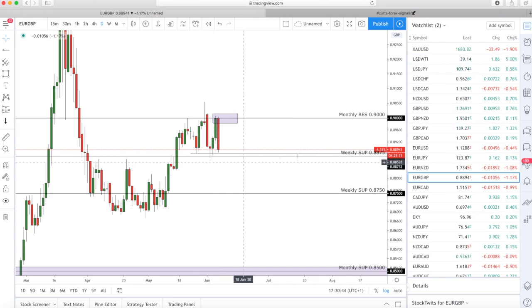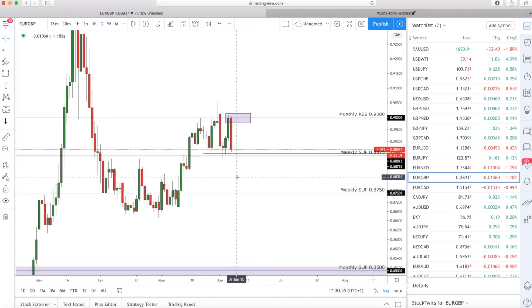It's a great reversal sign, but obviously if it's just in the middle of nowhere, say it was in the middle of these key levels or something, I wouldn't be taking that. It's only because of these key levels that I'm interested in it.